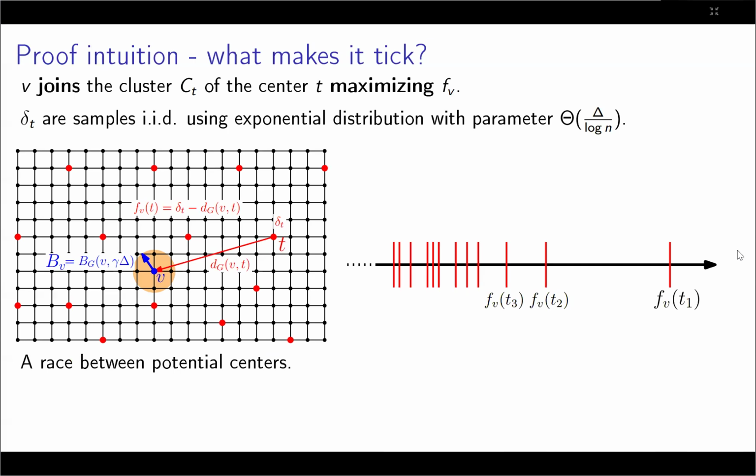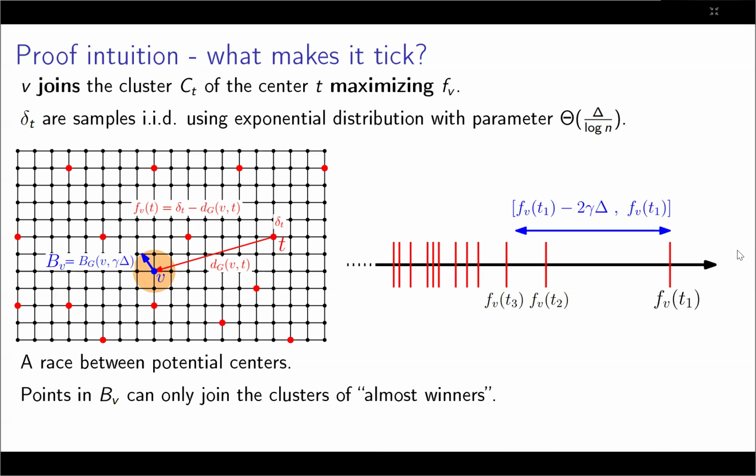The way I like to think about it is as a race between these potential centers, and you can think of this as the result of the race. This is the winner, who ran farthest, and this is the second place. If you order all the centers according to this function, this is the first one, second one, and so on. The key observation is that points in this ball have different races, different starting points. However, because they are so close and in the same ball, and the shifts are global, the shifts are all the same.